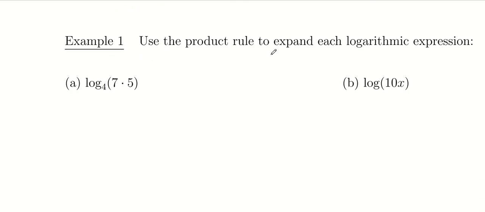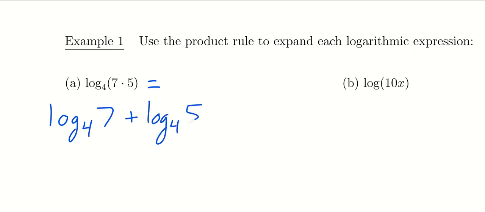Let's take a look at example 1. The directions simply say to use the product rule to expand each logarithm. So in example A, it's log base 4, and we have the product of 7 times 5 on the inside. According to the product rule, this can be turned into log base 4 of 7 plus log base 4 of 5.